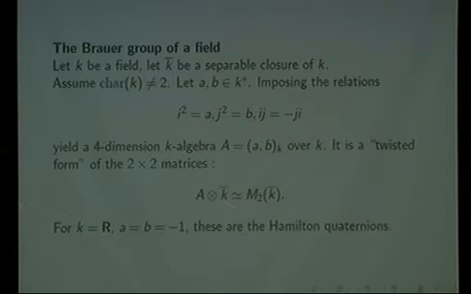And in the case when you take K equals R and a equals b equals -1, this is something everybody knows, namely the Hamilton quaternions. So the Hamilton quaternions are something over the reals. You can create such objects over any field and study them.